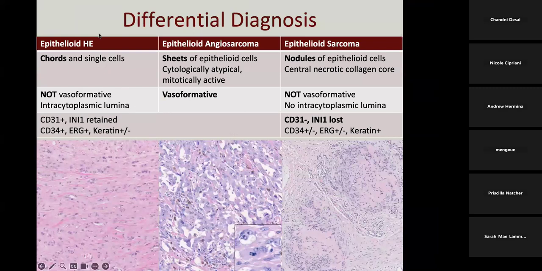Differential diagnosis between sort of epithelioid hemangioendothelioma, epithelioid angiosarcoma, which we'll talk about momentarily, and just epithelioid sarcoma, right? Not vascular, which we will also talk about, is listed here because these are all epithelioid. These can all express keratin, and you're sort of differentiating between, are they vasoformative or not? Do they have vascular markers or not? And as we'll talk about shortly, INI1 loss in epithelioid sarcoma.